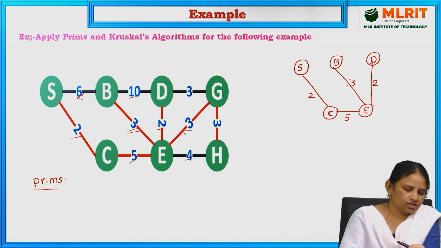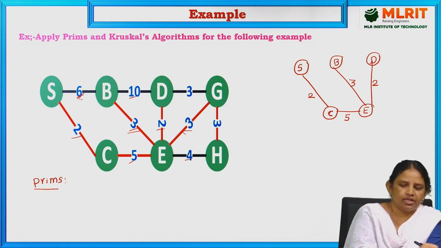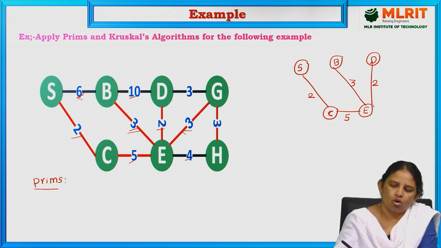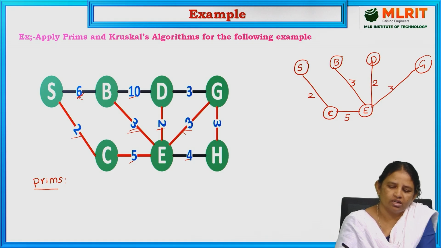Next, what are the adjacent vertices? That is B, 10 is there, B to S, 6 is there, E, then E to B is already written, E to G, cost is 3. It does not create any cycle, so draw the edge.